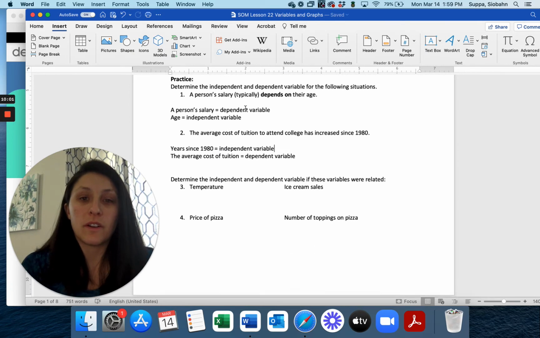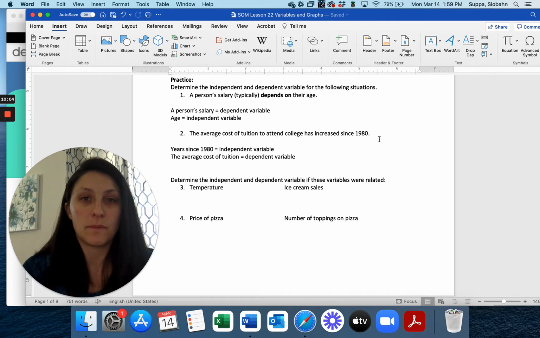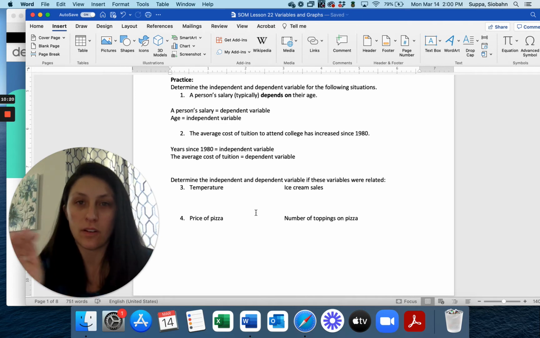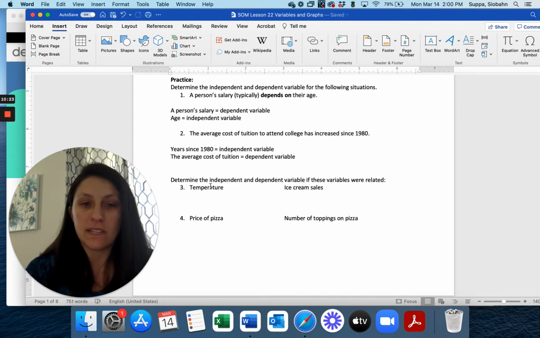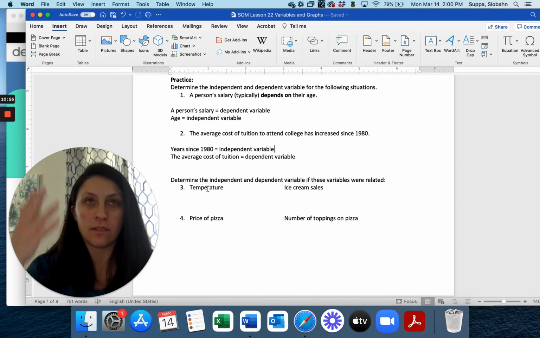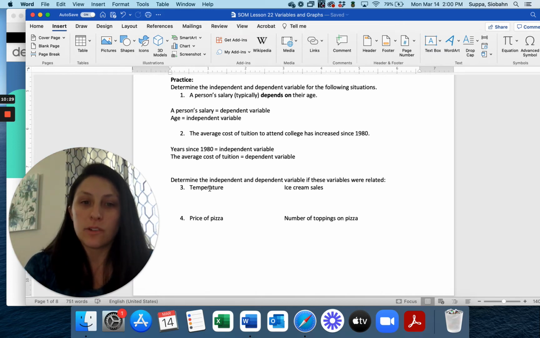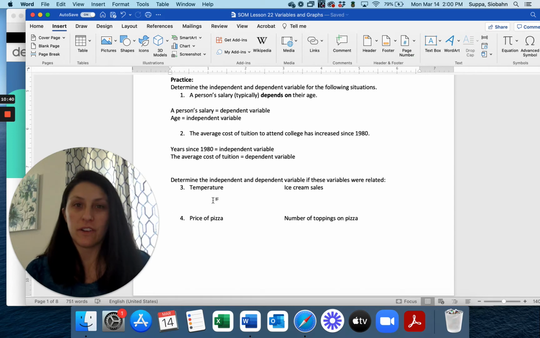Now remember, this type of concept is not trivial. It's difficult. It requires lots of practice to wrap your mind around. So these next two examples, I didn't give you the actual sentence. So now you have to think for yourself, use some of your common sense to determine which one of these variables depends on the other. So temperature, and by temperature, I mean like the temperature outside, not the temperature of your house or something. So the temperature outside compared to ice cream sales, which one of those is the independent variable and which one is dependent? And then the price of a pizza and the number of toppings on the pizza. So pause your video and try these two now.